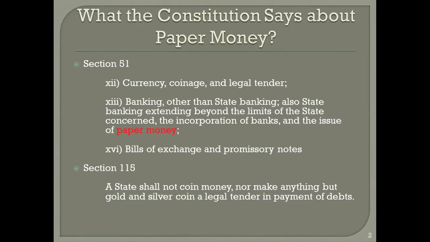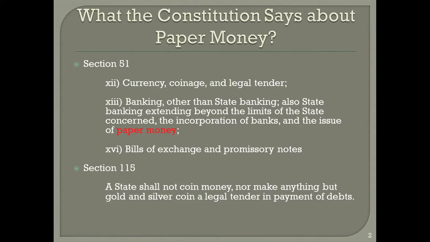Section 51 of the Australian Constitution defines the powers of Parliament. It grants the Federal Parliament the power to make laws with respect to subsection 12, currency, coinage and legal tender. Note here that currency, coinage and legal tender appear in the same subsection, reflecting that coinage and legal tender were to be linked and to be understood within the realm of currency. Subsection 13, banking other than state banking, also state banking extending beyond the limits of the state concerned, the incorporation of banks, and most importantly, the issuing of paper money. Again, the concept of paper money is presented alongside banking, reflecting a similarly linked character.